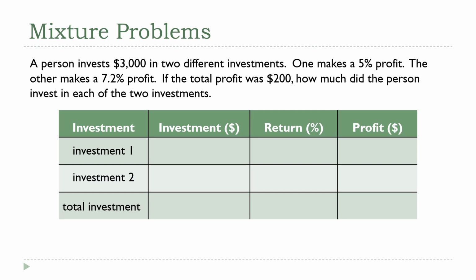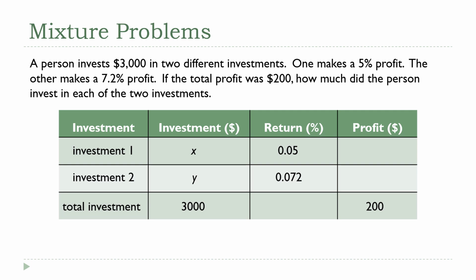So a person invests $3,000 in two different investments. So that's the total investment amount. One makes 5%. I'm going to make that 0.05, right? We always immediately take percentages and turn them into decimals. The other makes 7.2%, so that'll be 0.072. If the total profit was $200, that's the bottom right value here, how much does the person invest in each of the two investments? Okay, so my individual investment amounts will be X and Y.